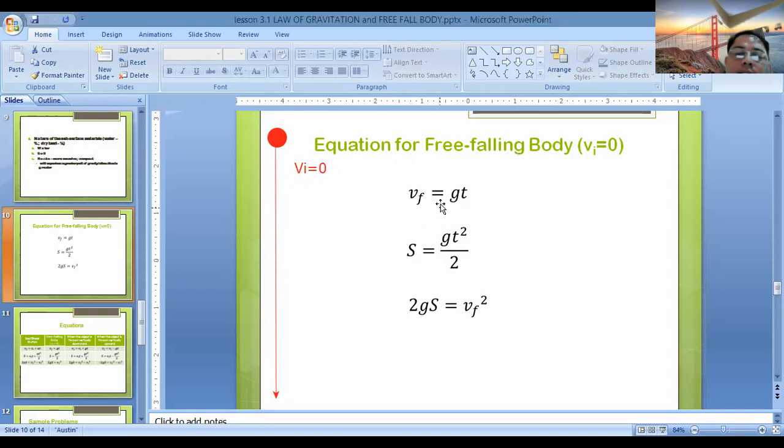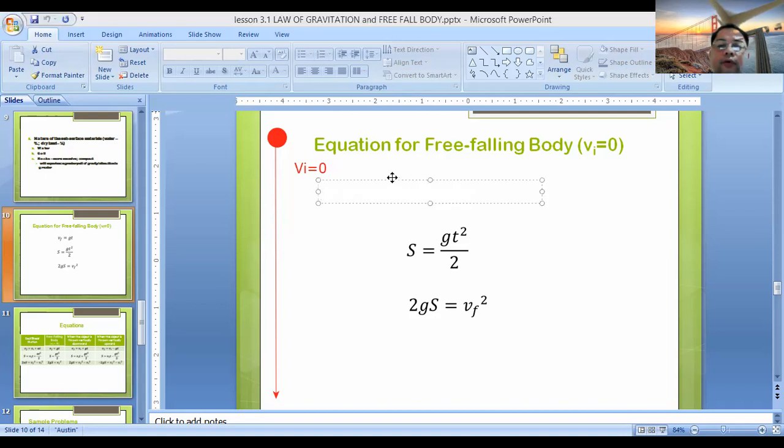And again, since the initial velocity is 0, what remains for our v sub f equation? When we identified v sub f, our equation is equivalent to some vi value plus the gravitational acceleration g multiplied by t. And since v sub i happens to be 0, we cancel this, and therefore what remains is only this expression. Since vi is given to be 0.